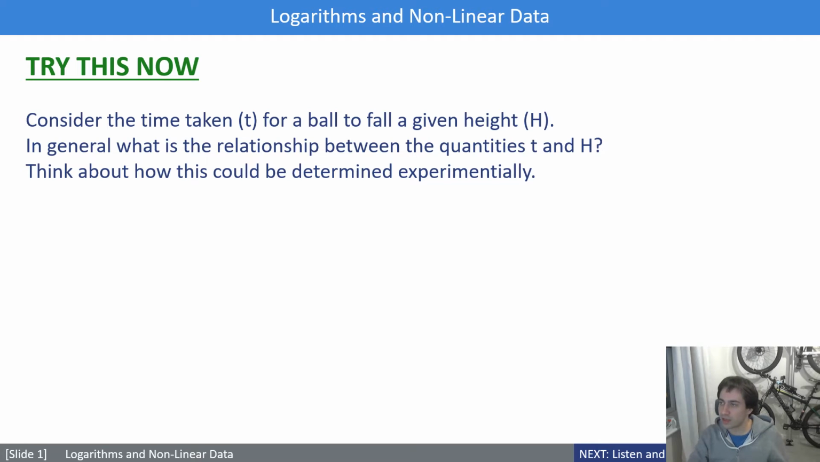And on top of that, before I reveal it to you, see if you can have a think about how somebody who didn't know the mechanics of it might estimate the equation that governs the relationship between the height and the time taken. Okay, so have a think about that. See if you can get the relationship, and then see if you can think about how you might do it experimentally. So pause now, and then once you think you're ready to hear the answer, you can unpause.